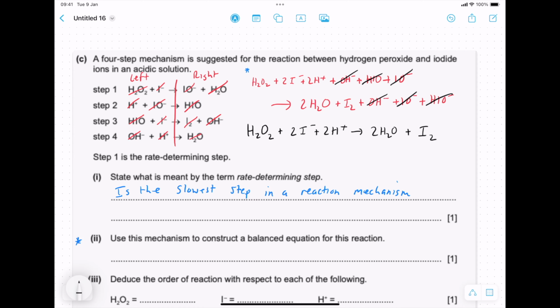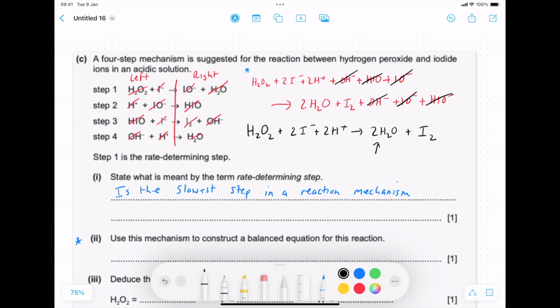Now it's really important at this point to do a quick check to see if that is balanced. I can see there's 4 hydrogens on the right, and there's 4 on the left, 2H plus, 2 and H2 there. I can see there's 2 iodines on the right, there's also 2 on the left. And lastly, with these ionic equations, it's really important to check that the charge is balanced as well.